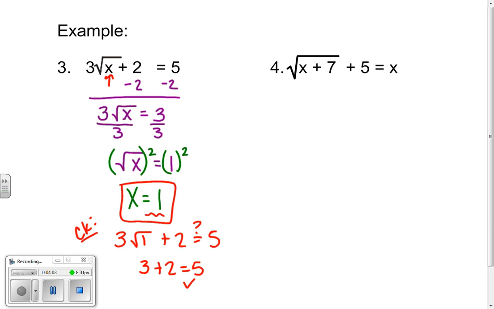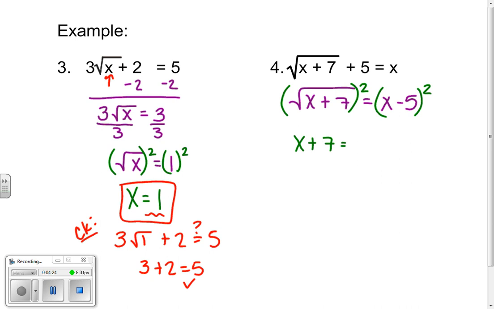In number 4, isolating the radical requires me to subtract 5 first. I'm left with the square root of x plus 7 equals x minus 5. This one's considerably trickier because when I square the left-hand side, I also have to square the right-hand side. Squaring the left just leaves me with x plus 7, but squaring the right means I have 2 copies of the binomial x minus 5.